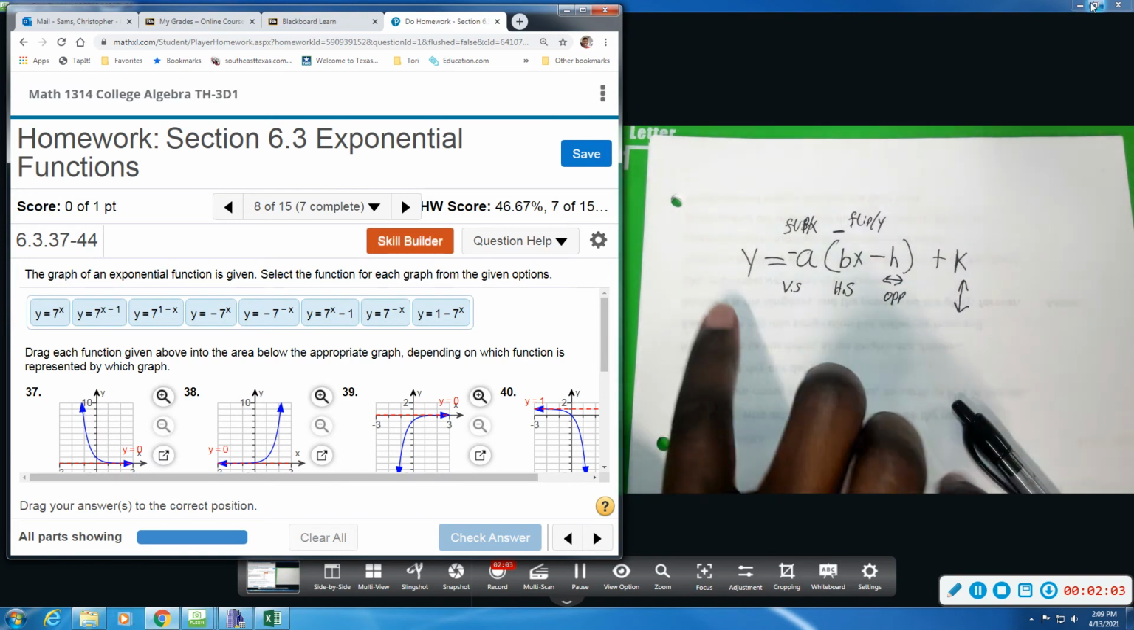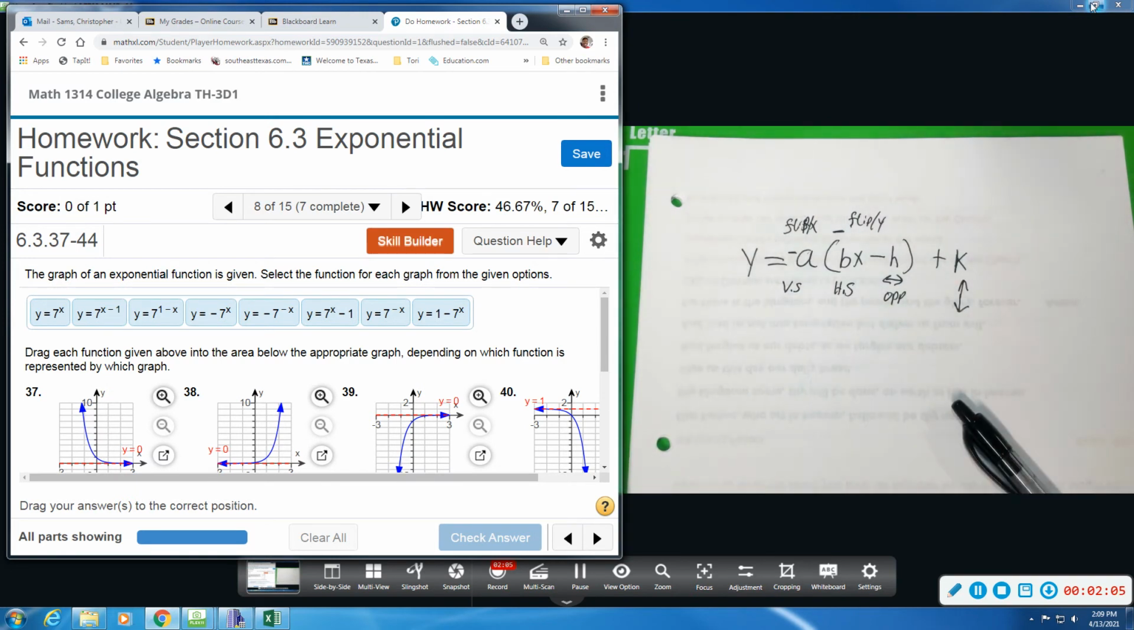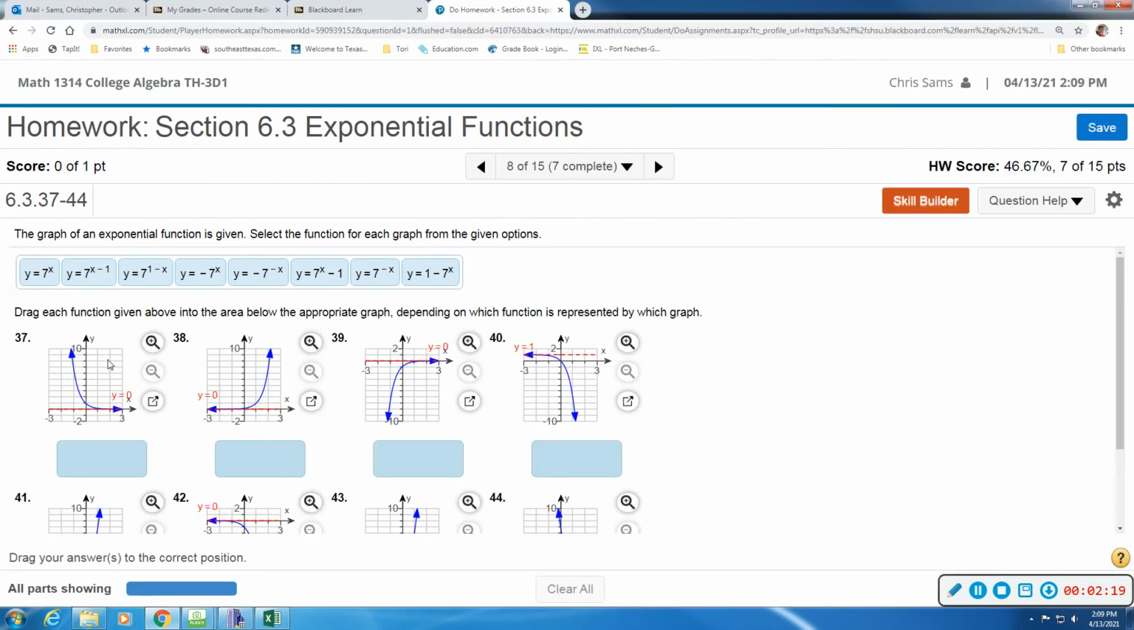So these were the general transformations that we talked about. The same will apply to these graphs. Okay, if the term out front is negative, it's going to flip it across the x-axis. All right, and so forth and so on. So let's look at this. This is y equals 7 to the power x. Traditional exponential growth equation. It's going to be going up.